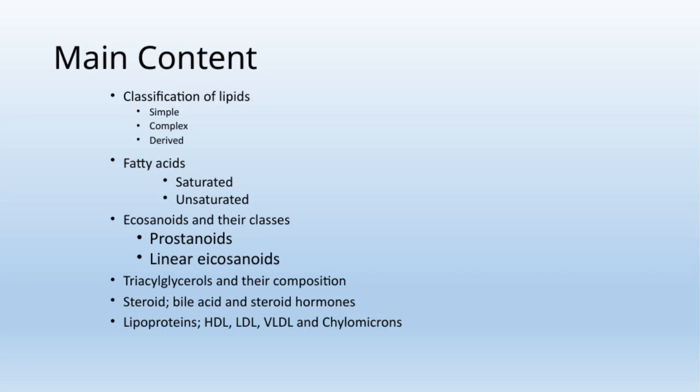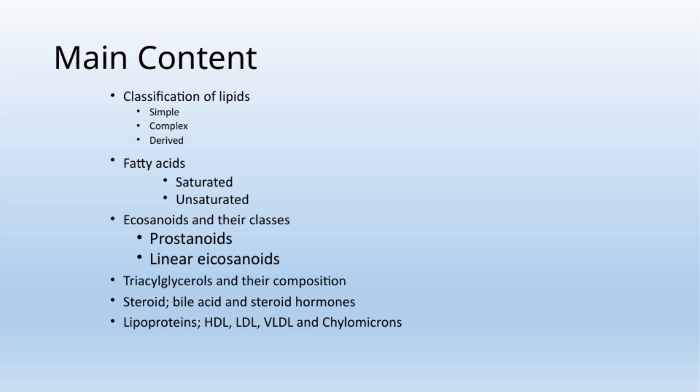Let's take a closer look at the classification of lipids. Lipids can be broadly divided into three main categories: simple, complex, and derived. Simple lipids mainly consist of fats and oils, which are primarily triglycerides. Complex lipids include molecules like phospholipids and glycolipids, which have additional functional groups. Derived lipids are substances that are chemically modified from the simple and complex lipids, such as steroids and fatty acids.